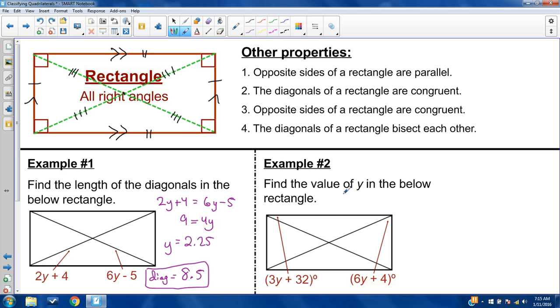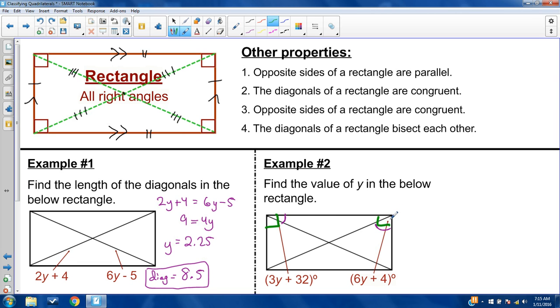Okay, find the value of y in the below rectangle. So here I'm referring to this angle measure. This is 3y plus 32 degrees. And this angle measure here is 6y plus 4 degrees. So a couple things you probably want to work with here, depending on how savvy you are with it. Good to know, first of all, that these are right angles. So here's a right angle here, here's a right angle here.